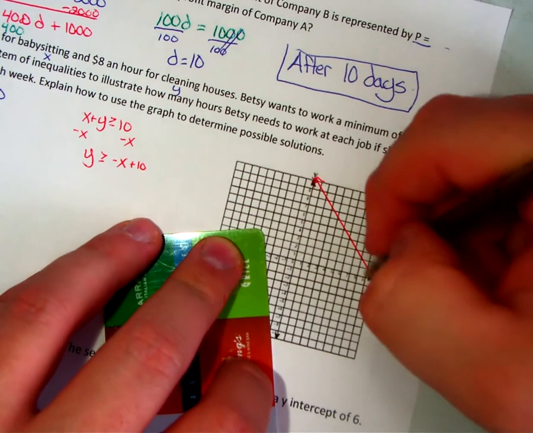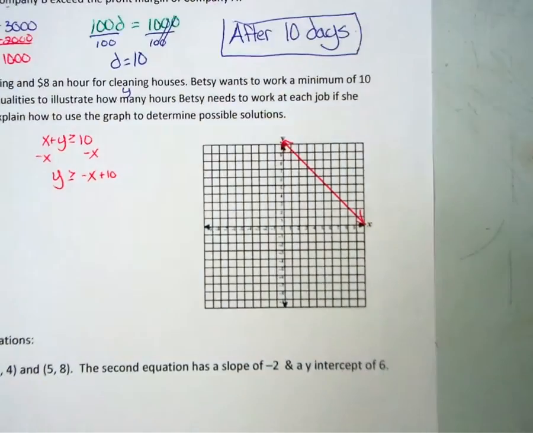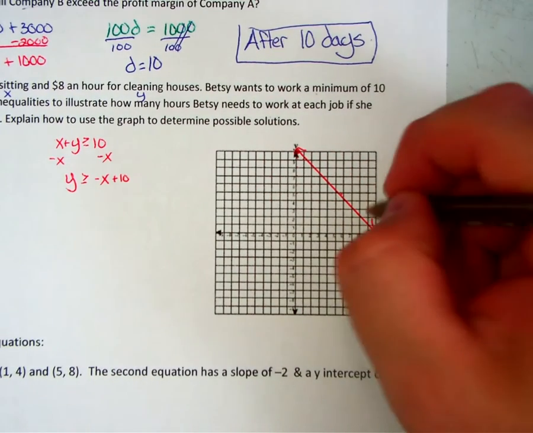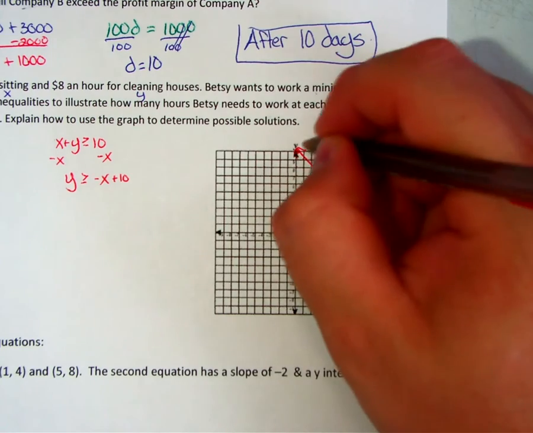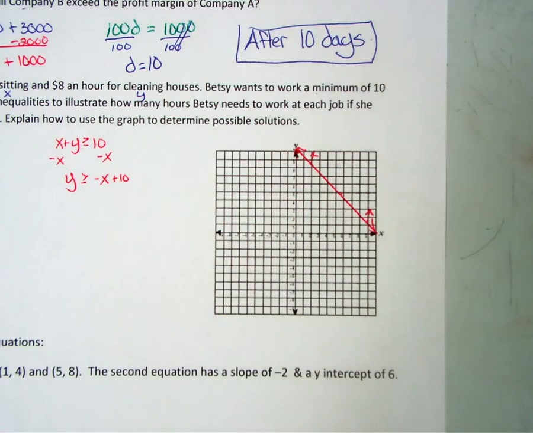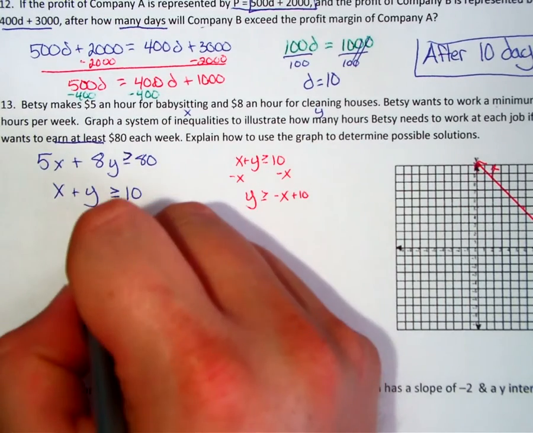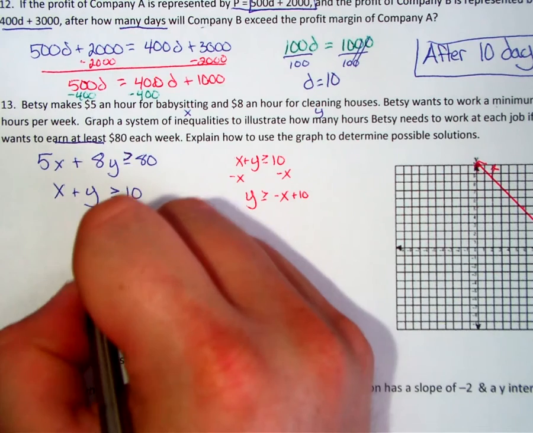Oh, that was a horrible line. You'll get the point though. And it was greater than or equal to, so we're looking for every value above it. Next equation. Let me do it in a different color.